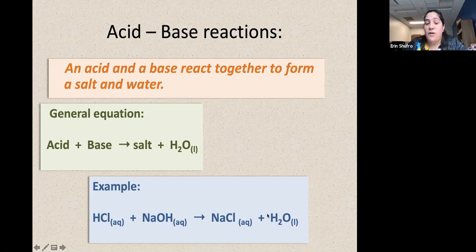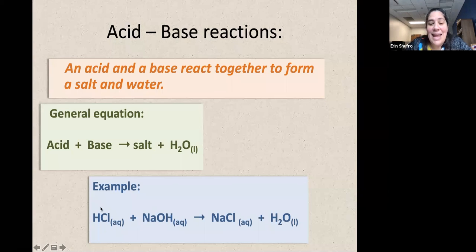And that's where your water comes from, right? Remember, water is H2O. So in this general equation, you always get water as a product. Well, it comes from the H on the hydrogen, right? The H on the acid pairing with the OH on the base. H and OH pair together to make water, leaving the cation and anion of the base and the acid to pair up.